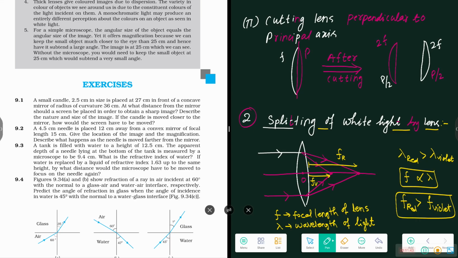So that means if white light is going now, then here this is the focus for violet light, and this is the focus for red light, FR, FB, FR. Okay, from the optical center, FR, FB you are writing. Yes or no? I hope you are getting the point.